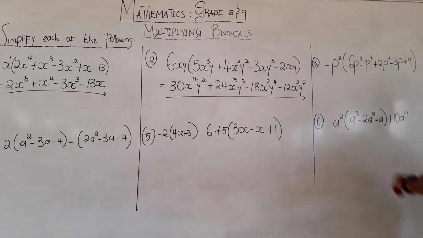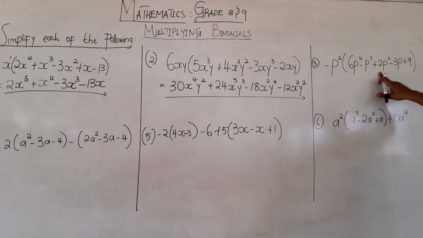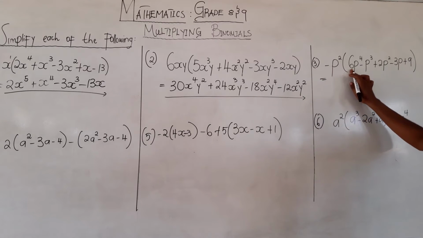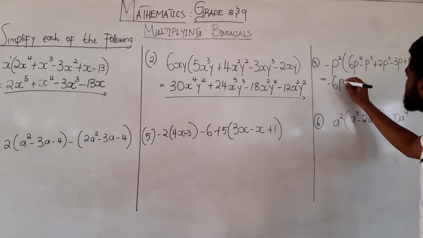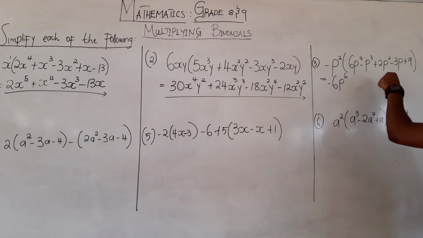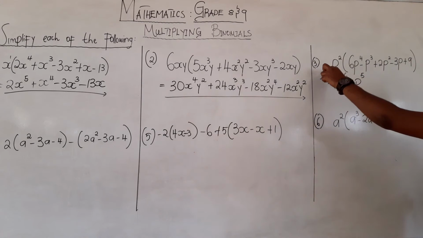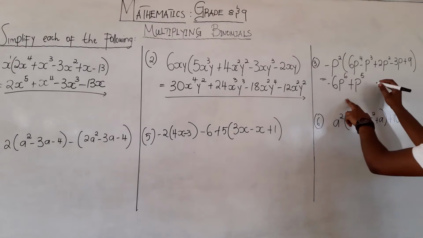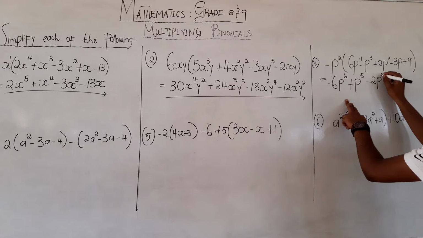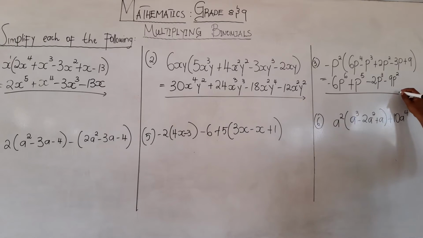Our third question says negative p squared into 6p to the power 4 minus p cubed plus 2p squared minus 3p plus 9, which is our constant. Now negative p squared multiplied by positive 6p to the power 4 will give us negative 6p to the power 2 plus 4, which is equal to 6. And then negative p squared multiplied by negative p cubed will give us positive p to the power 2 plus 3, which is equal to 5. And then negative p squared times positive 2p squared will give us negative 2p to the power 4. Negative p squared times our constant, which is 9, will give us negative 9p squared. And then this is our final answer.